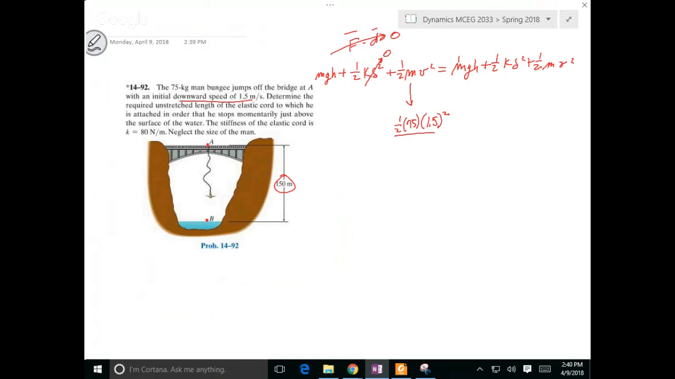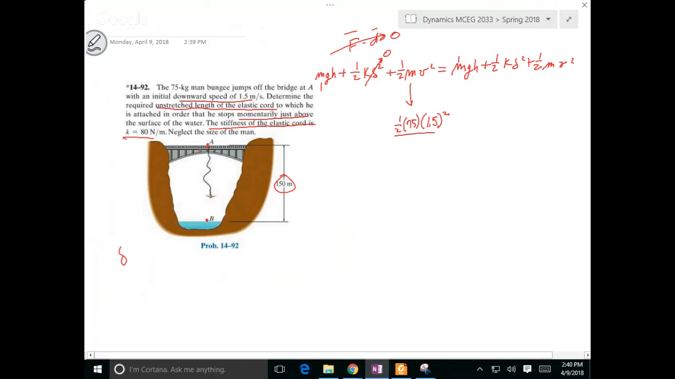Okay, so I'm assuming that the bungee cord, somebody's holding it, so it's not stretched. Determine the required unstretched length of this, which he has attached. Stop momentarily just above the surface. The stiffness of the cord is that. Oh, he wants to know the length. Okay. Well, the length is going to be part of the delta.